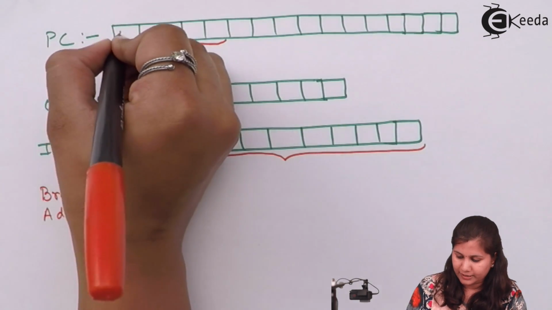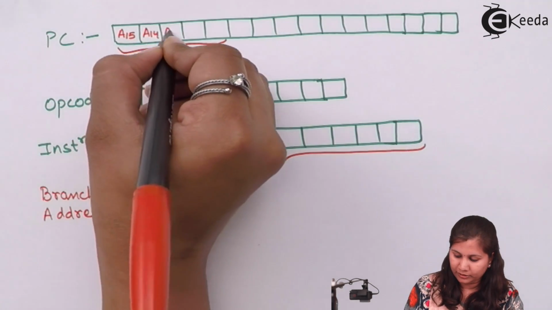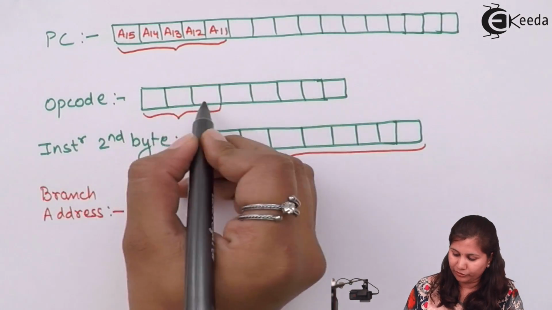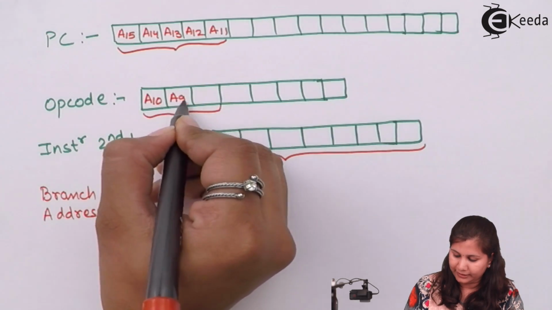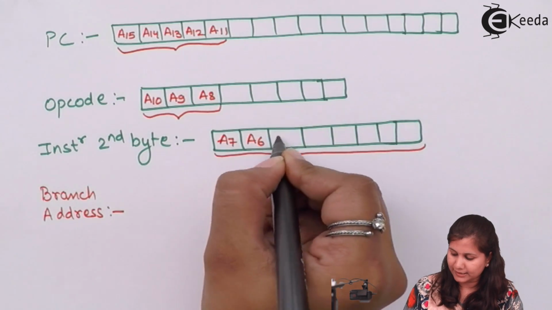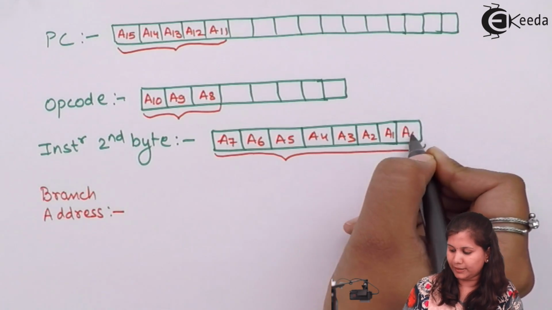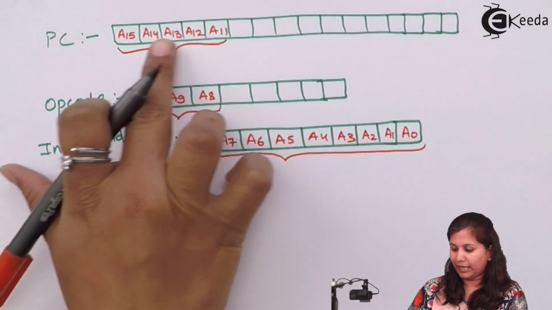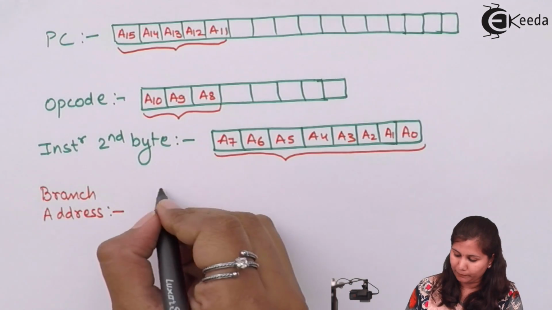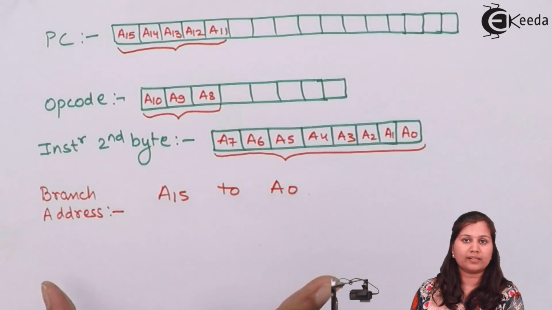So 16 bits are starting from this position. This will be the most significant bit: A15, A14, A13, A12 and A11. Then we have the 3 bits of this, so A10, A9 and A8. Then we have the 8 bits of this, so A7, A6, A5, A4 till A0. So these are the total what I have written with the red pen. These are the 16 bits of this branch address from A15 to A0. So this is how the absolute address is obtained.